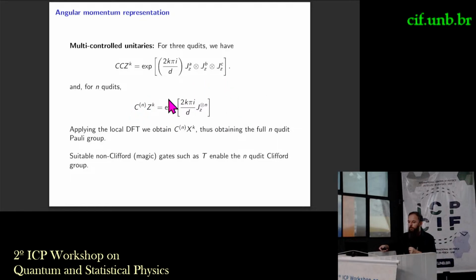And so for any number of qubits, you get the main result: all the controlled Z gates are the evolution of this any-qubit angular momentum interaction. It's a very elegant expression, I think. And we can obtain the other gates by applying suitable local operations on these diagonal gates.